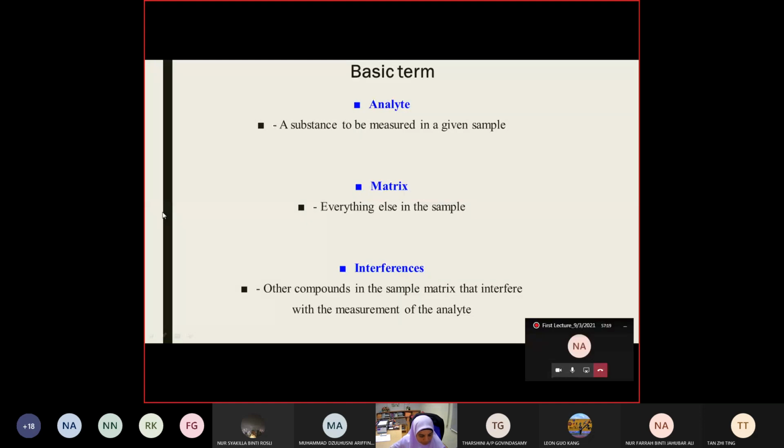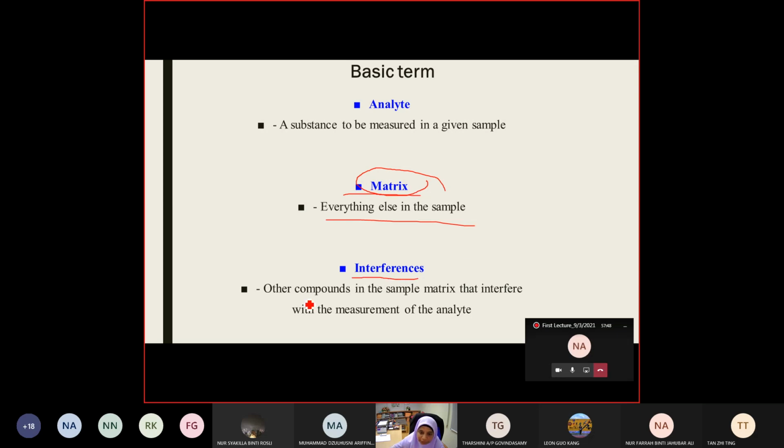Okay, anyone can answer? What is a matrix in the seawater? Okay, because of running out of time, I cannot choose your name now. The matrix in the seawater, for example, is sodium, chloride, magnesium. Any ions present in your sample, in your seawater, we consider a matrix. Only copper is your analyte. The rest will be your matrix.